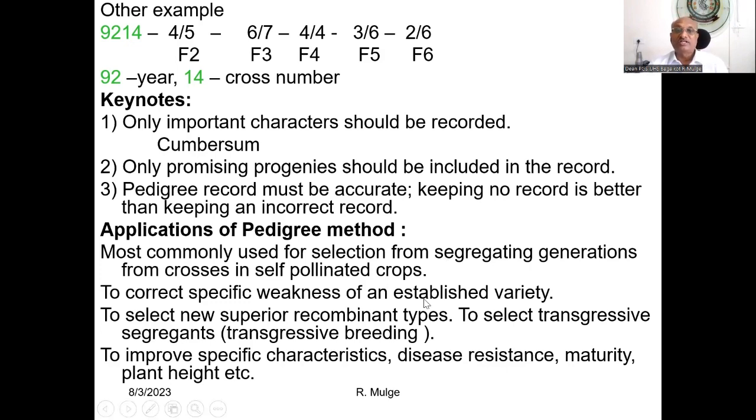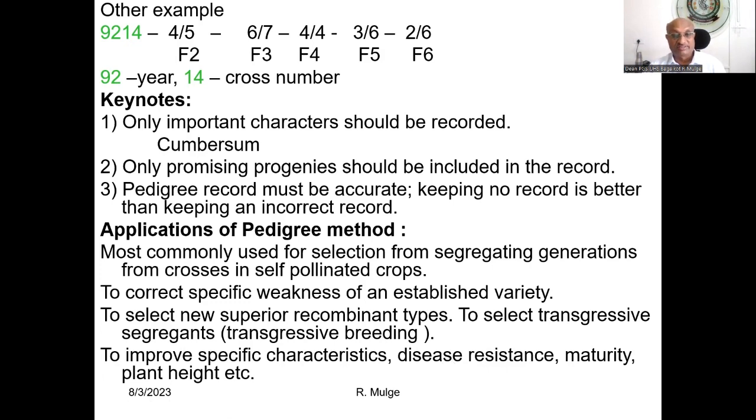You will get that situation. Such plants are superior to the parents which are used, right? That's why it is also referred to as transgressive breeding. That means with transgressive segregants you will get better ones than what was there earlier. And you can employ this method to improve specific characteristics, such as disease resistance, or maturity, if you want to alter it or get earliness.